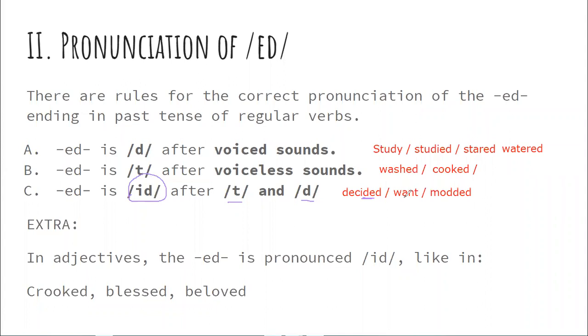This one, want. Ay, no le puse la d. Want, termina con un sonido t. Entonces ese ed se pronuncia ed. Wanted. She wanted me to say those words. And this one, mod. Mod, un sonido de modded. Modded. Okay. They modded the game and altered the characters. Okie dokie.